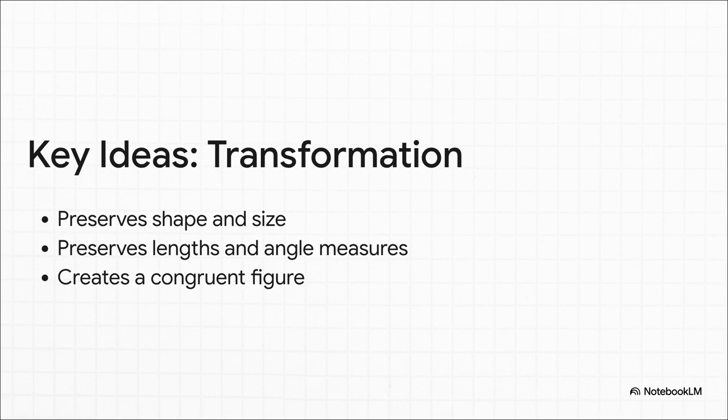And the whole point of a transformation is that it moves a figure around without changing its fundamental properties. The shape, the size, the angles, none of that changes. You just end up with what we call a congruent figure, the exact same shape, just in a new spot.